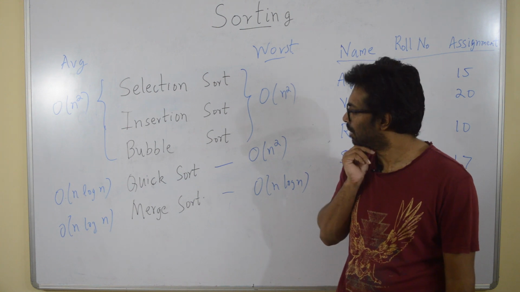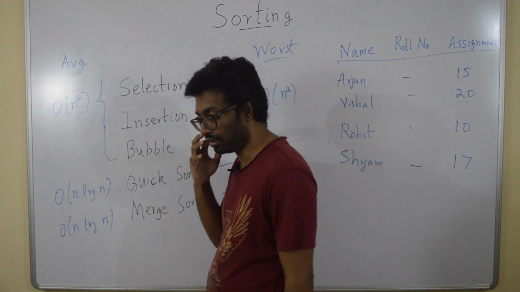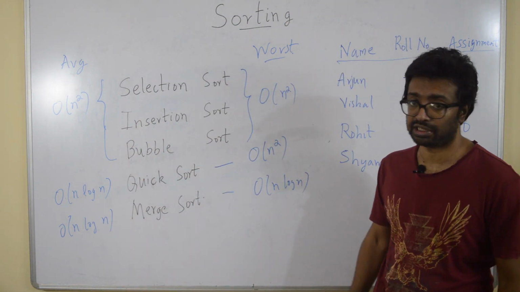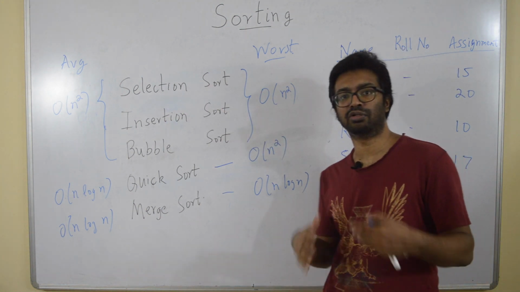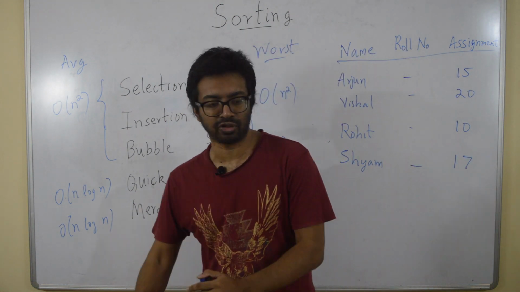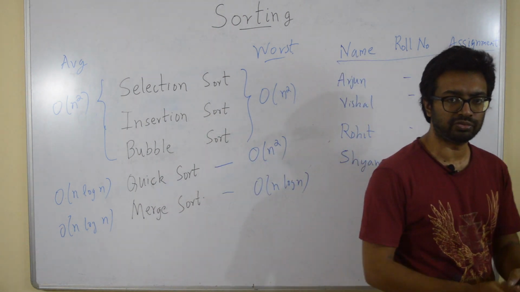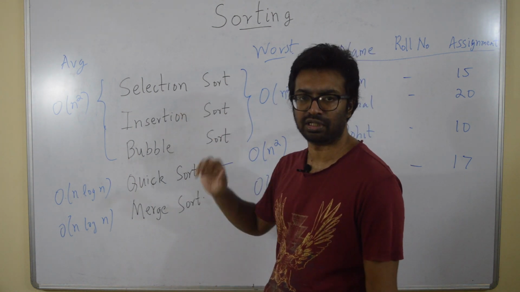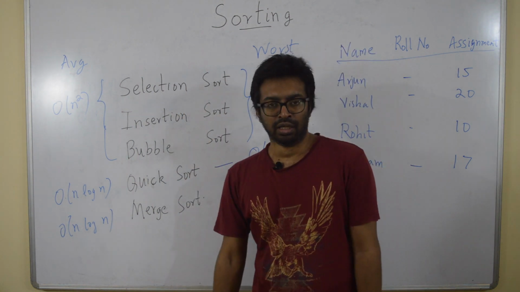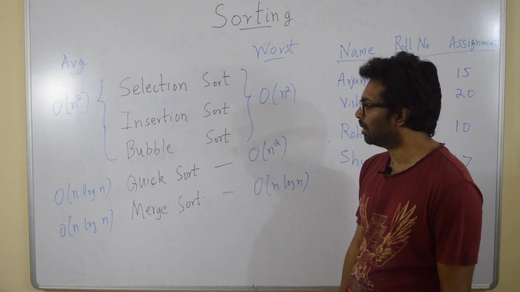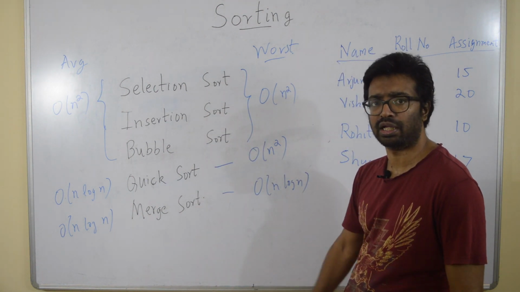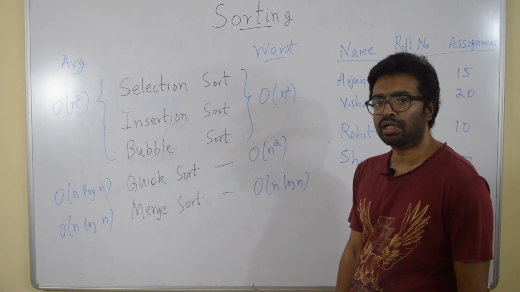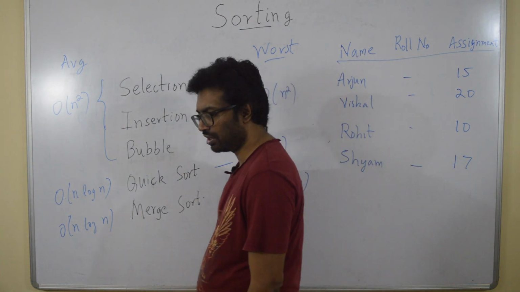Now, there are other advantages of each of these sorting algorithms. As I said, these are much simpler sorting algorithms. So what is an advantage? Easy to implement. If you want to just write a sorting program to sort some small set of numbers, you can just write one of these sorts. But if you want to sort a large set of numbers, then you will have to use one of these, and these are slightly complicated.